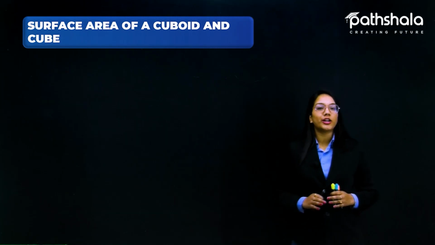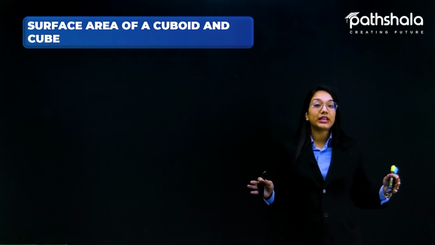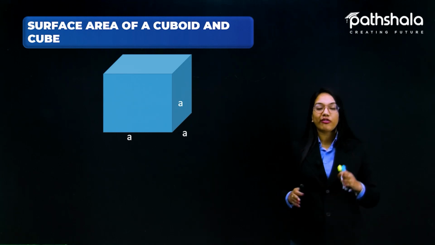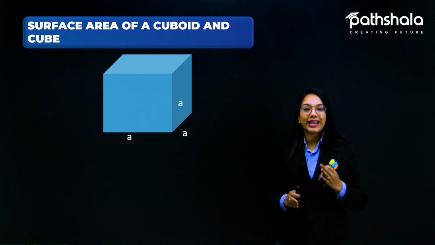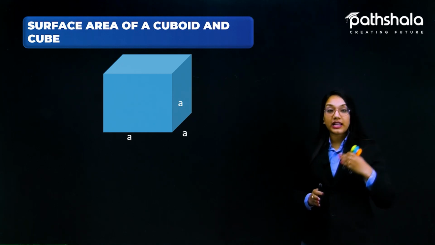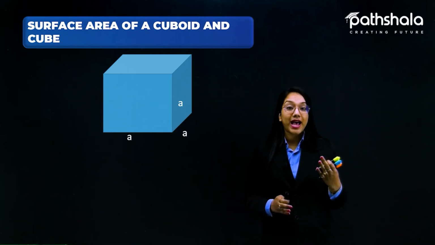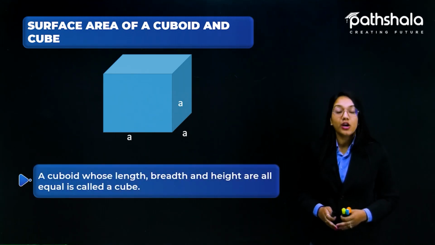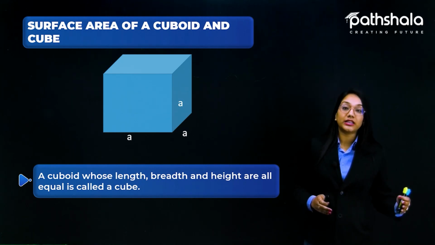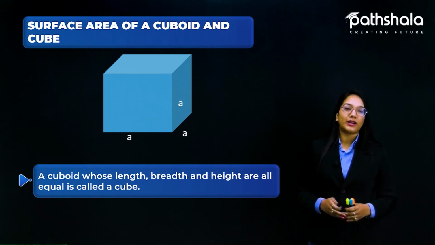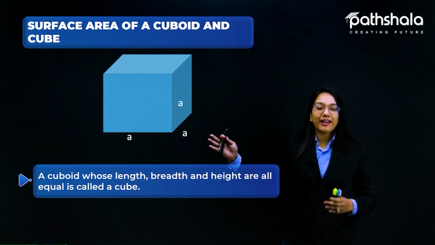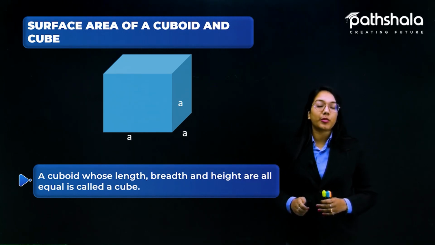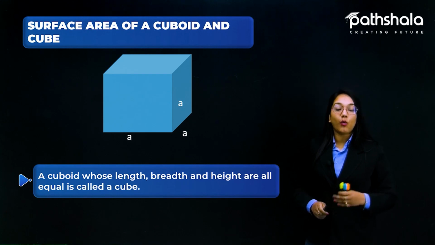Now let's move on and talk about the cube. What is a cube? Suppose I take this as my figure. Here, in place of length, breadth and height, I am writing A and A, where I have taken the length as A, the breadth as A and the height as A. So what is a cube? A cuboid whose length, breadth and height are equal to each other is called a cube. You can see I have taken the edges of the cube as A, in which the length, breadth and height are all equal to A. So this is what a cube is.